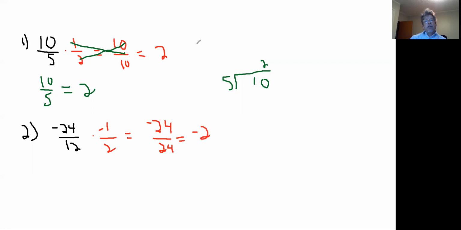All you really need to be doing on this problem is -24 divided by 12, which basically is how many 12s does it take to get -24? In other words, what can you multiply 12 by to get -24? And that would be -2. Because we do know that a negative times a positive is a negative, and we do know that 12 times 2 is 24, so that would check out.